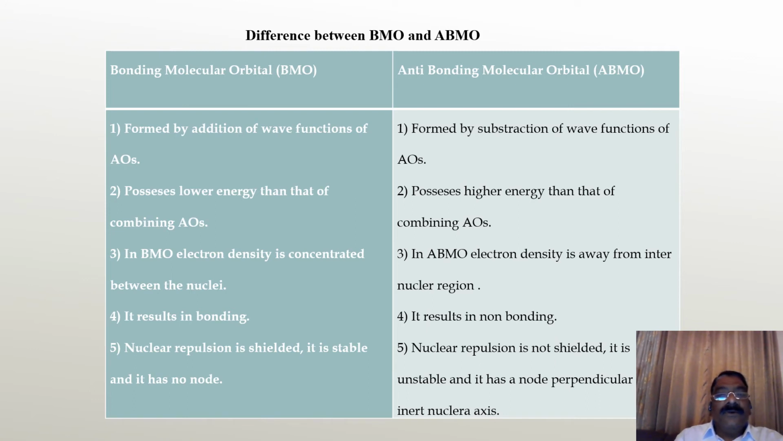BMO results in bonding, ABMO results in non-bonding. In BMO, nuclear repulsion is shielded, it is stable, and it has no node. In ABMO, nuclear repulsion is not shielded, it is unstable, and it has a node perpendicular to the internuclear axis.